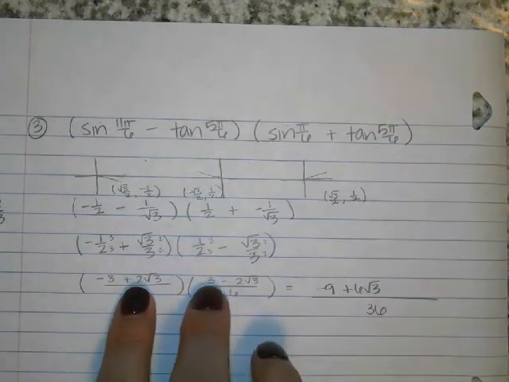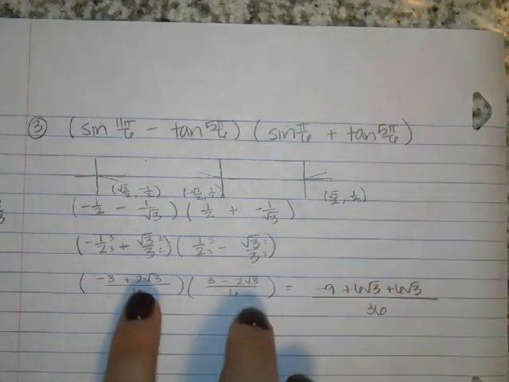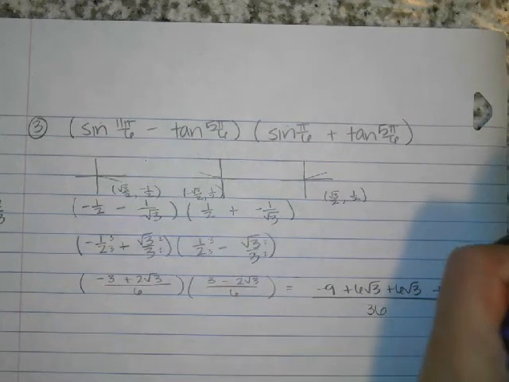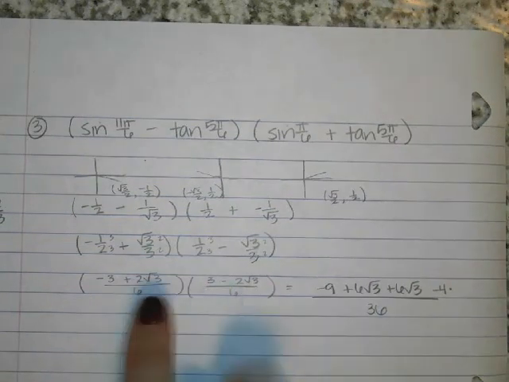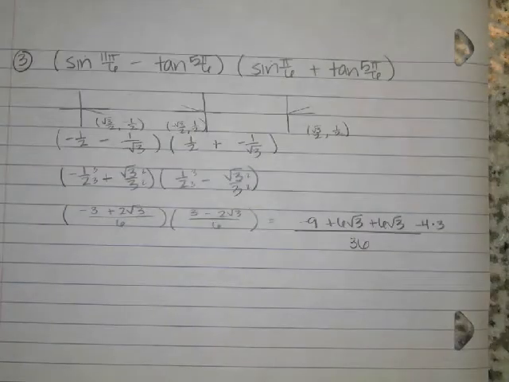2 root 3 times 3 is 6 root 3. Positive 2 root 3 times negative 2 root 3 is negative 4, right? That's the 2 and the 2, and then the root 3 and the root 3 is 3. So that's what I've got there.